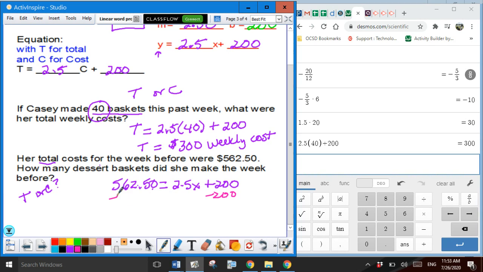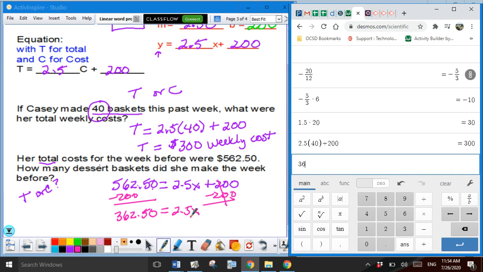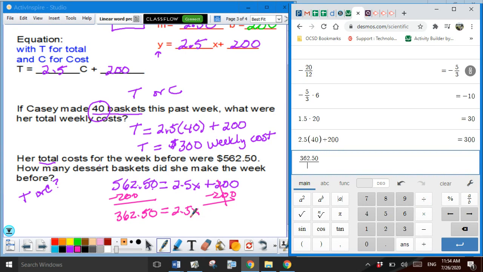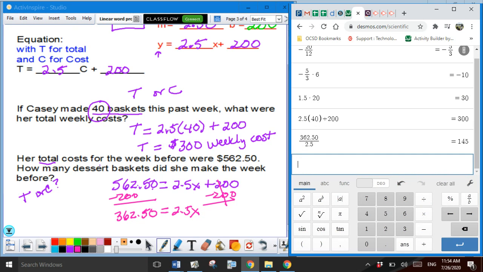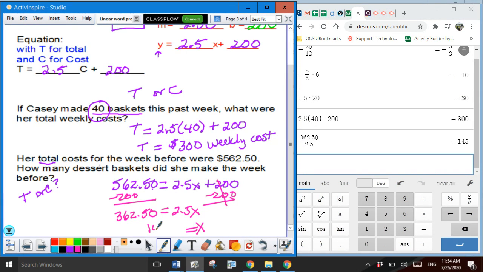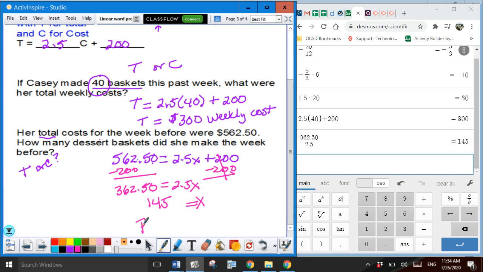Okay, let's see how you did. So the first thing I'm going to do is subtract. So 562.50 minus 200, that's 362.50. And then I have to divide by 2.5. So 362.5 divided by 2.5 gives me an x of 145. Well, what are those? Bananas? No, they are baskets. Specifically, dessert baskets. So she made 145 dessert baskets.